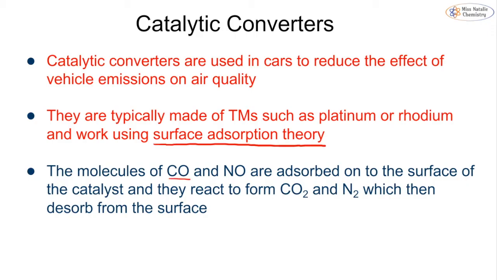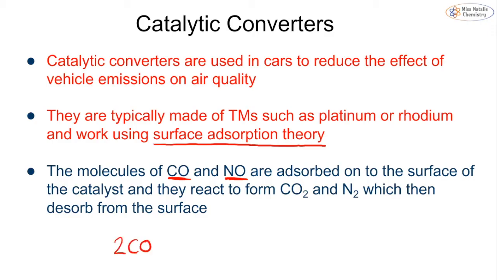So the molecules of the CO and the NO are adsorbed onto the surface of the catalyst, and they react to form carbon dioxide and nitrogen. Of course, nitrogen being present in our atmosphere already, so that's not a problem. Carbon dioxide is a greenhouse gas, so it's not the best thing for us to have in the atmosphere, but it is much better to have carbon dioxide than it is to have carbon monoxide or nitrogen monoxide. And once we make the carbon dioxide and the nitrogen, they then desorb from the surface.